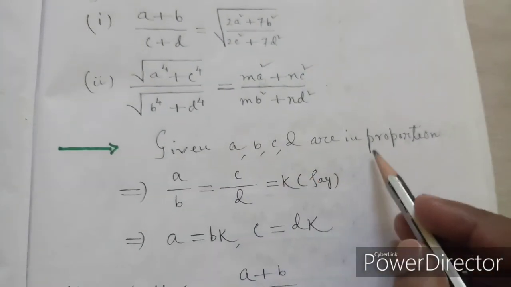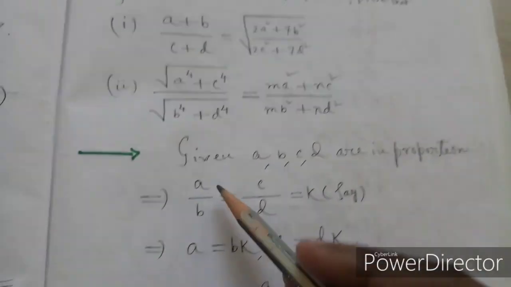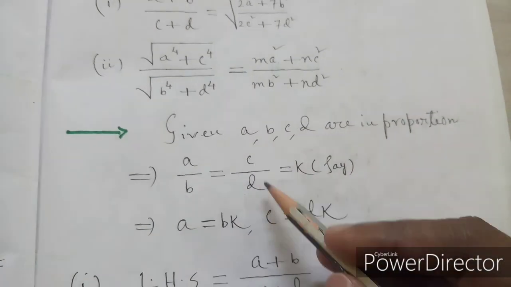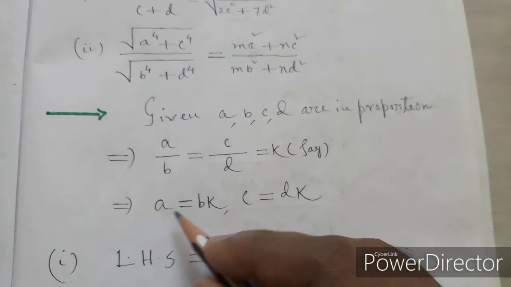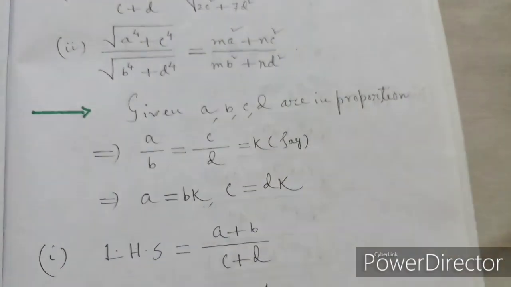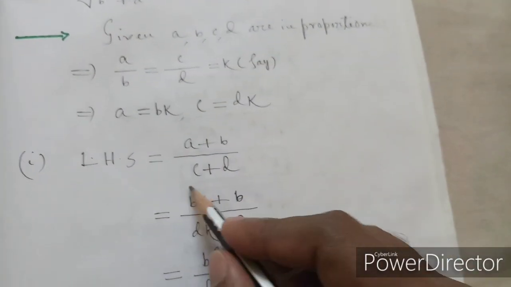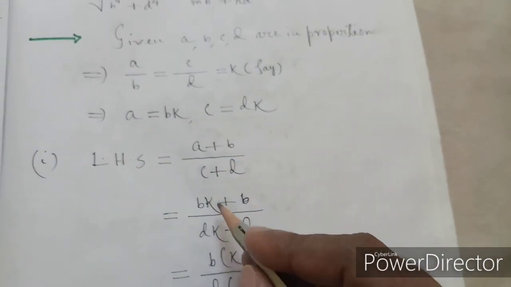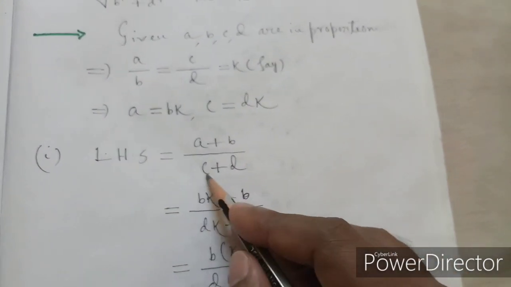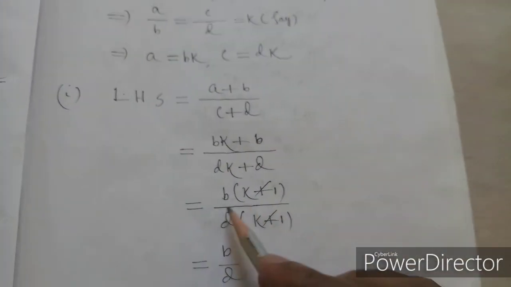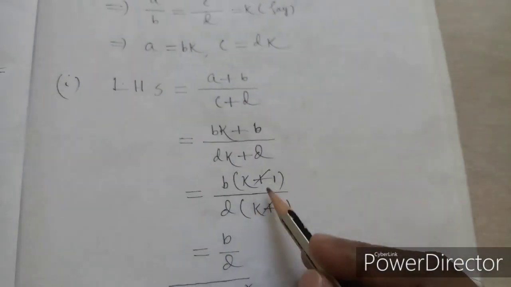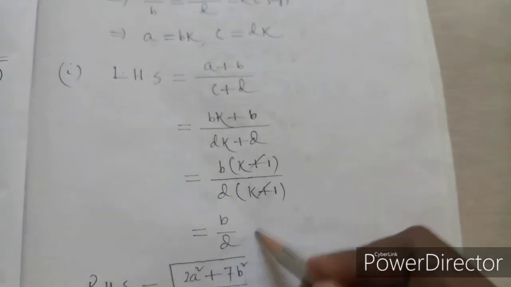Given a, b, c, d are in proportion, then what happens? a/b = c/d = k, say, then a = bk and c = dk, obviously. So (a + b)/(c + d), that is what is the value of a? bk plus b, and c is dk plus d. So from the numerator b is common, denominator d is common. So k plus 1 cancels out, so b/d.